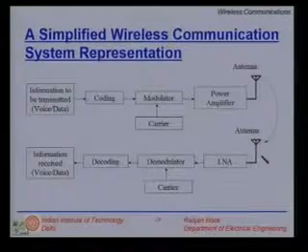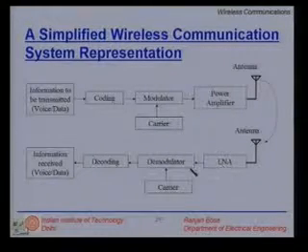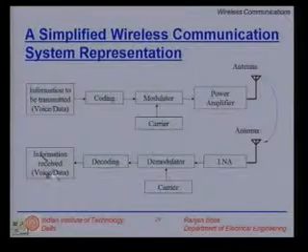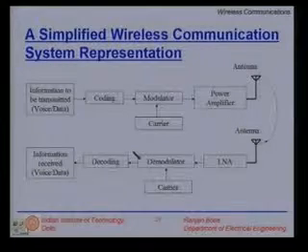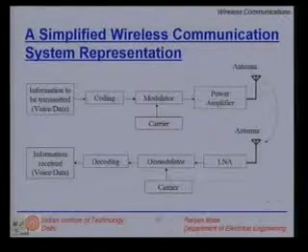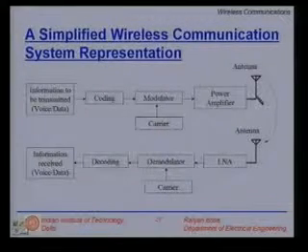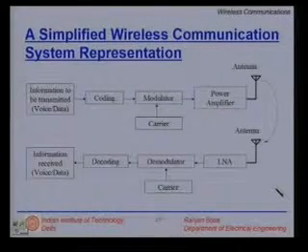At the receiver side, we amplify it, demodulate it, decode it, and recover the transmitted data. This is a simplified version. As we will see along the course, we can have not a single transmitting antenna, but several transmitting antennas and several receiving antennas. So we can have a multiple input, multiple output system.